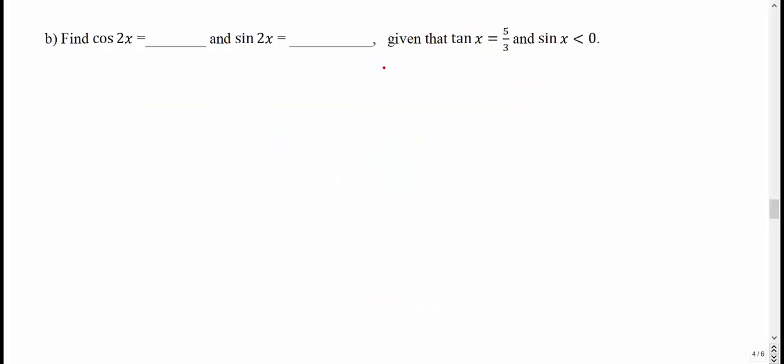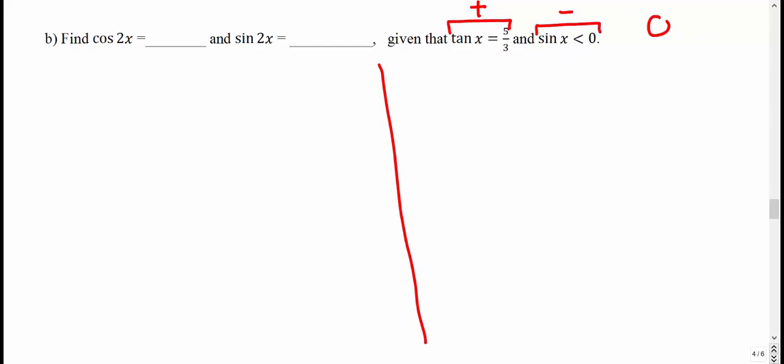Here we are given some information about the angle x, and we are asked to find cosine of 2x and sine of 2x. So we want to find out information about the double angle given just the angle x. Tangent of x is equal to 5 divided by 3, sine of x is less than 0. If tangent is positive 5 over 3 and sine is less than 0, then sine is negative. So our angle x must be in quadrant 3.